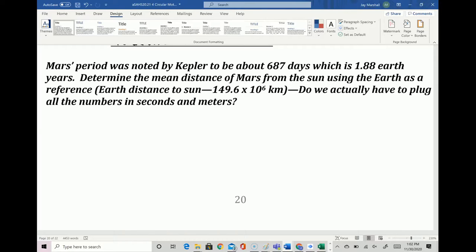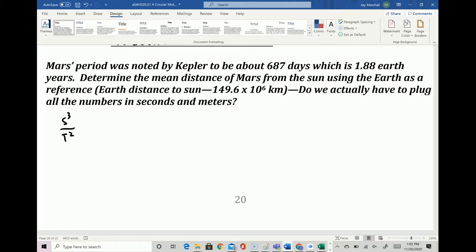Okay, and I've asked, do we actually have to plug all the numbers in seconds and meters in this case? We're always beating that drum, put everything in meters and seconds. But these are ratios, okay? The s cubed over t squared, that's just a ratio. So as long as I use the same units for everything, I'm going to be fine. I don't have to do that, okay?